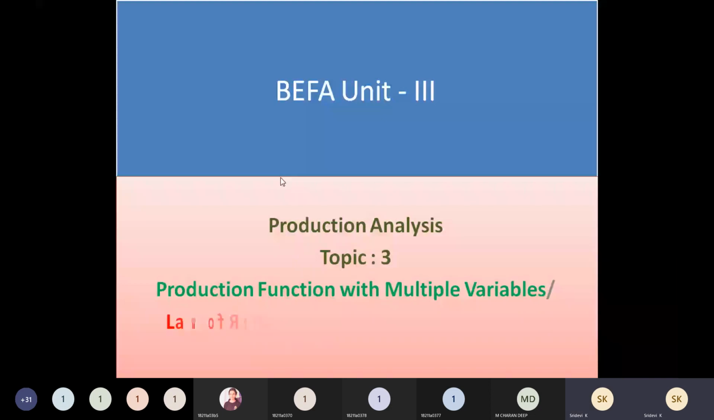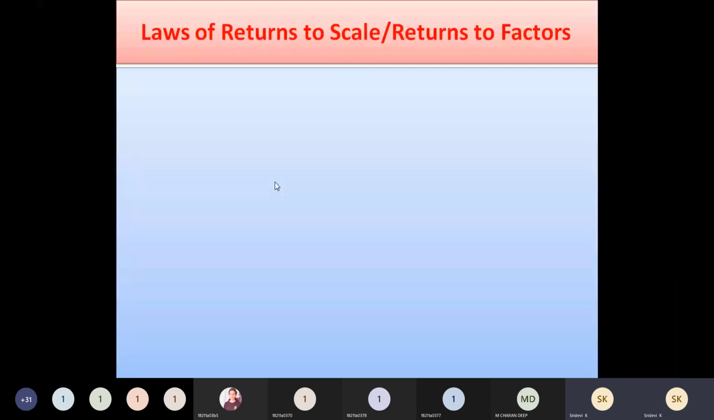And decreasing means you know that when input change is more, and the output change is less than the input, then we can say that it is decreasing returns to scale. So these returns to scale is also called as what? Returns to factors, because all those inputs are called as factors of production. So if we are going to bring change in the factors, how the output is changing, that we are comparing. So for that we can say law of returns to factors also, the other name of law of returns to scale.